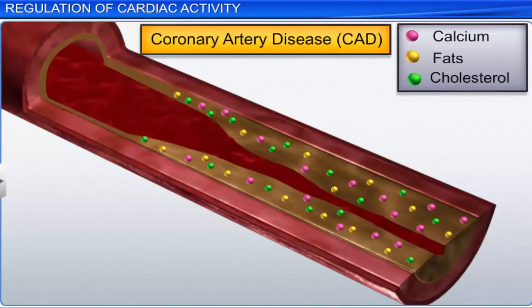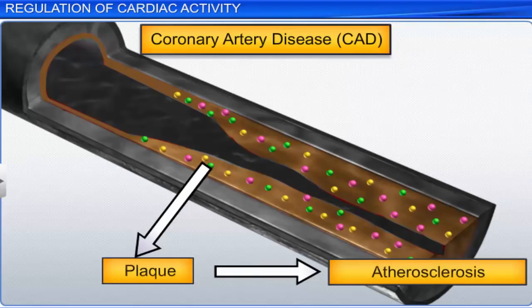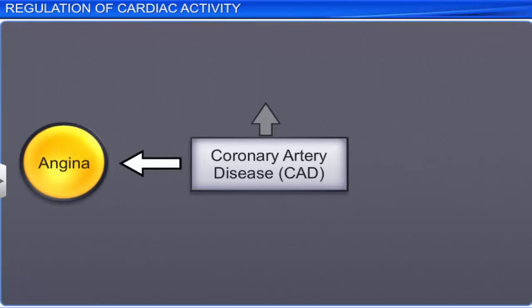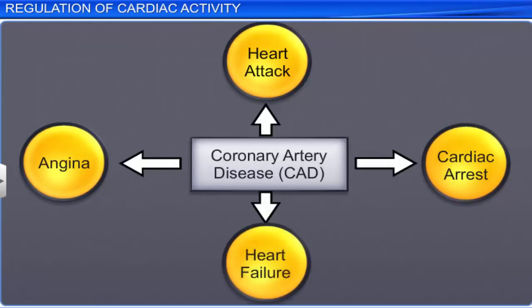Calcium, fats and cholesterol together accumulate and form plaque in the coronary artery and reduce or obstruct the blood supply to the heart. This accumulation of plaque is called atherosclerosis. Some of the symptoms of CAD include angina, heart attack, cardiac arrest or heart failure.